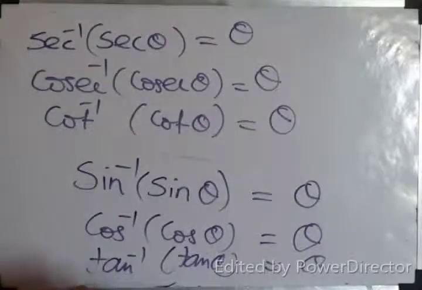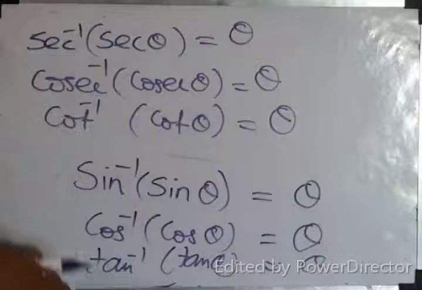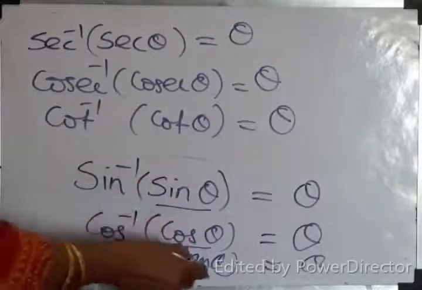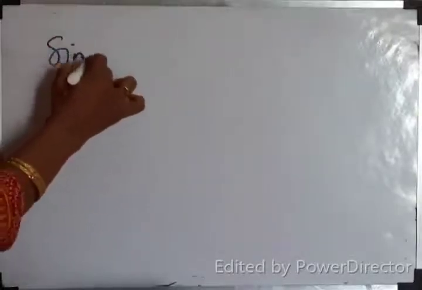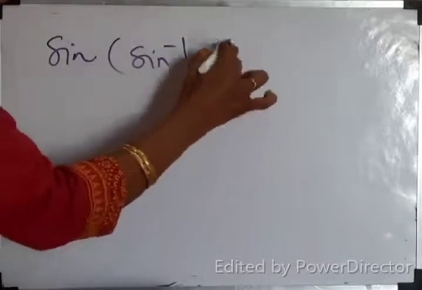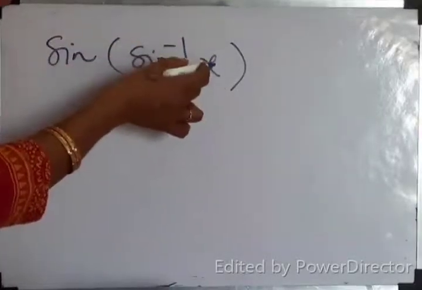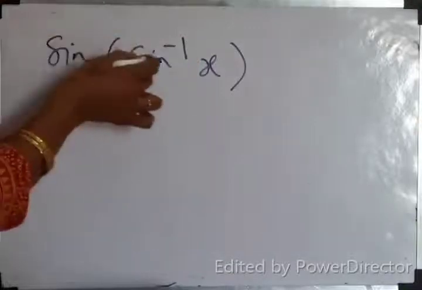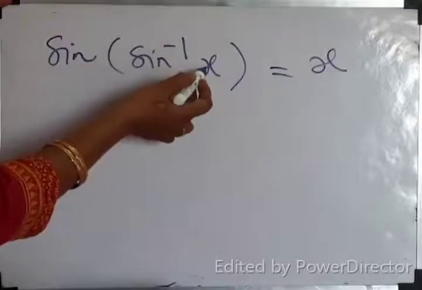The other way is, if I start with the sine, then sine inverse. These are trigonometric, so it comes with the theta. The other way is sine inverse; here I can't write theta, I can write x. What is x representing? A value. Sine inverse half. This sine and sine inverse get cancelled. The answer is x. This x gives the number.